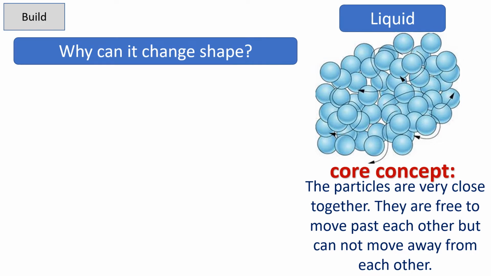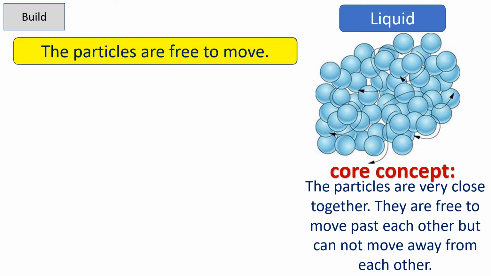So why can a liquid change shape? If I put it in a beaker, it will take the shape of a beaker. If I put it in a flask, it takes the shape of a flask. Why is that? Well, the reason is these particles are free to move and they flow around each other and they can take the shape of the container.